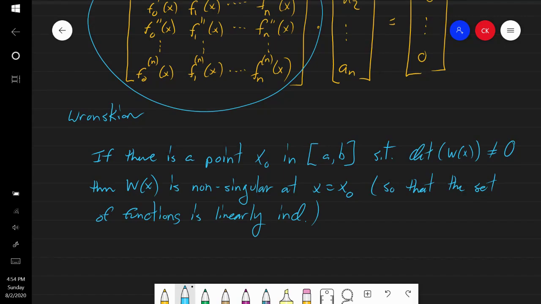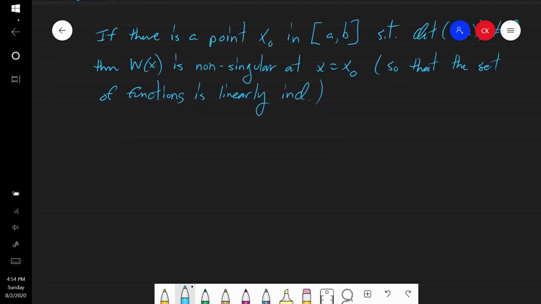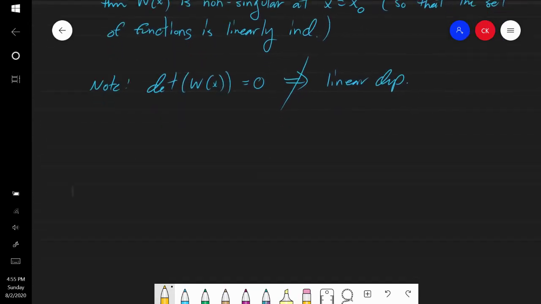And it's also really important to note that we don't get the reverse statement. In other words, we want to make sure that we don't make a false assumption. The determinant here of the Wronskian of x being equal to 0 does not imply linear dependence. Unfortunately, we would like to be able to make that conclusion. All we can do here is use this as a tool to prove linear independence. We cannot show that something is linearly dependent. That would require extra work. So let's look at an example of this.